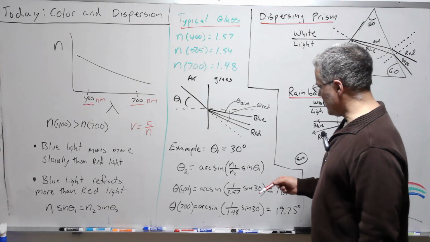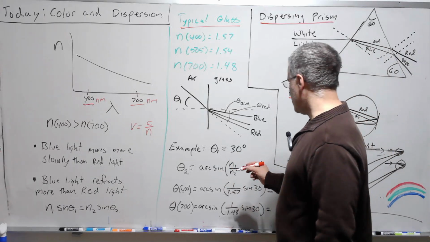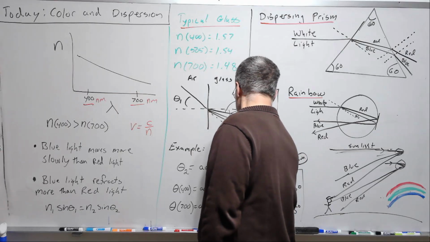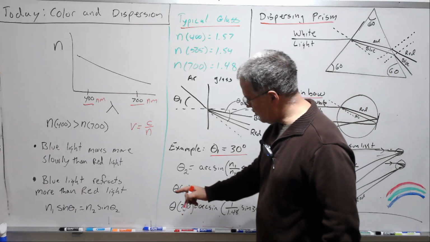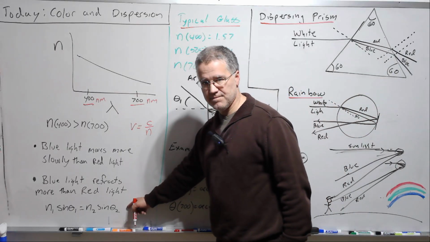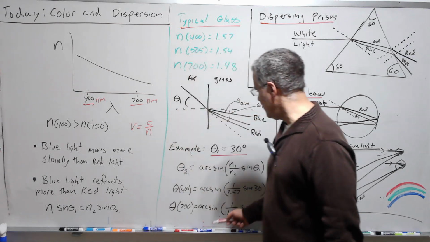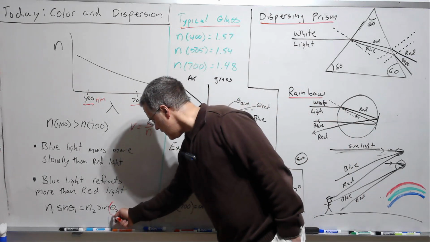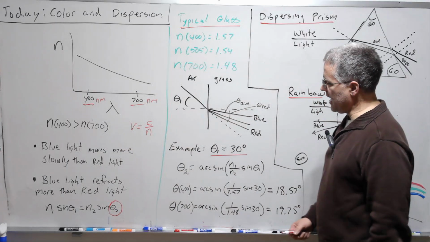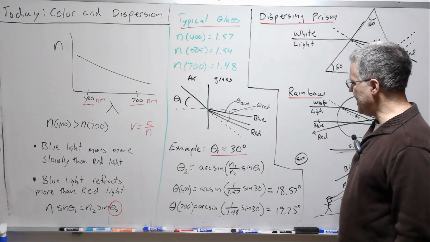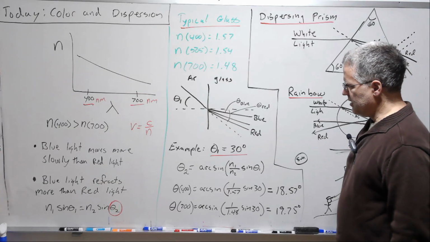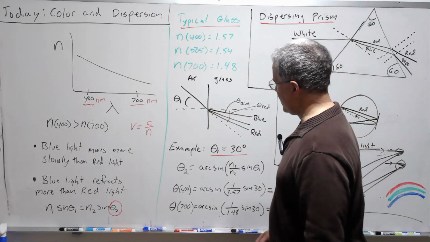Now let's consider an example here. So let's say this incident light is coming in at 30 degrees. Well, then we're going to use Snell's law, and we're going to solve for the unknown angle. We're going to figure out what the angle is for red and blue. Right, so we manipulate our equation.